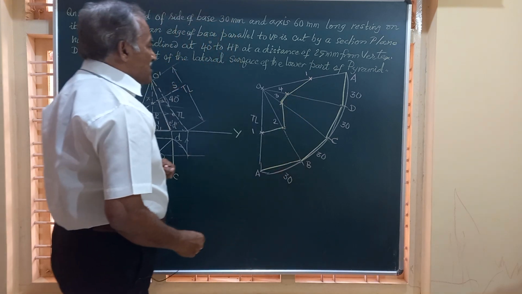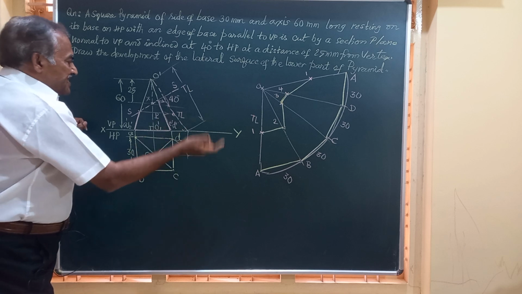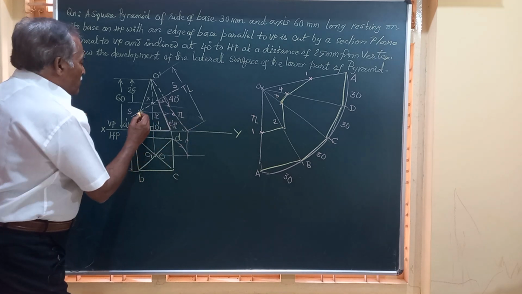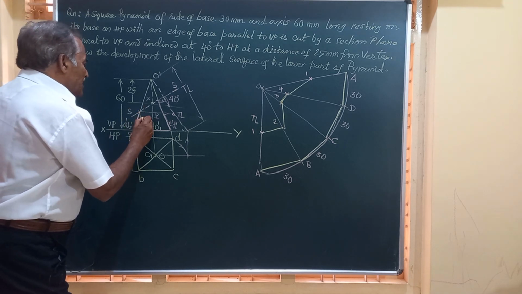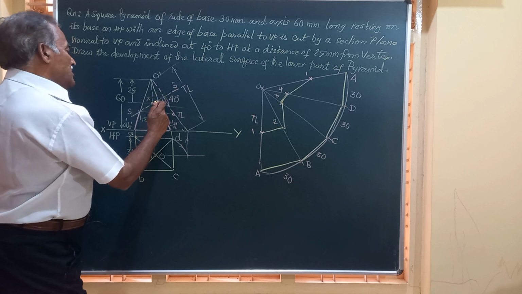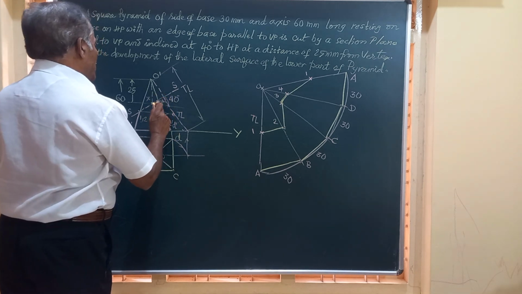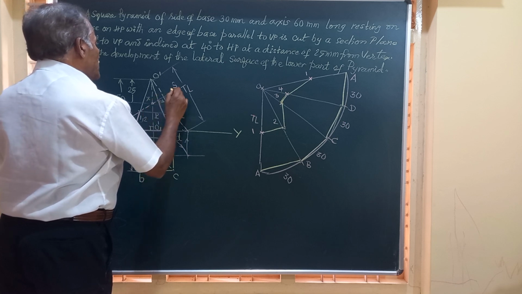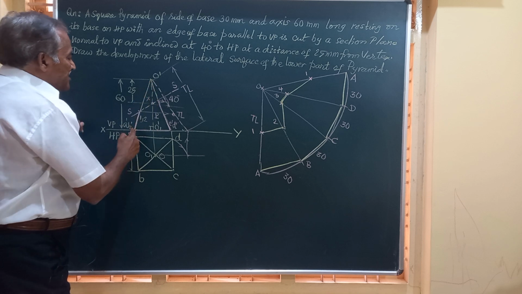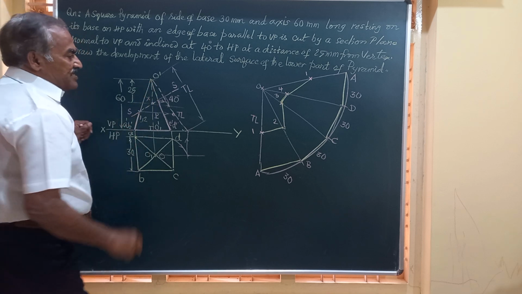And friends, here the portion below the section plane which is retained, if I am just transferring these points, this is 1 comma 2, this is 3 comma 4 here. So friends, these slanted edges are cut here. The portion from 1 to A, 2 to B is retained.